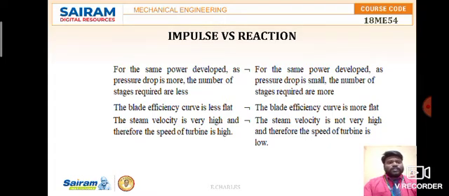Here the steam velocity is very high and therefore the speed of turbine is high. Velocity as well as speed will be very high in impulse turbine. Here the steam velocity is not very high and therefore the speed of the turbine is low.